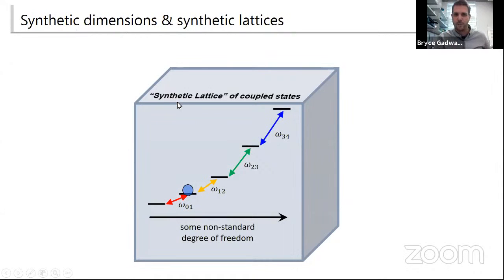And so as Ian described, synthetic lattices or synthetic dimensions is a really broad catch-all term. It really encapsulates thinking of any non-standard degree of freedom, so anything that's not just a local site orbital representing a site of some tight binding lattice. Here I've drawn a couple levels, 0, 1, 2, 3, 4, with some arrows connecting them. And these levels can represent really anything.